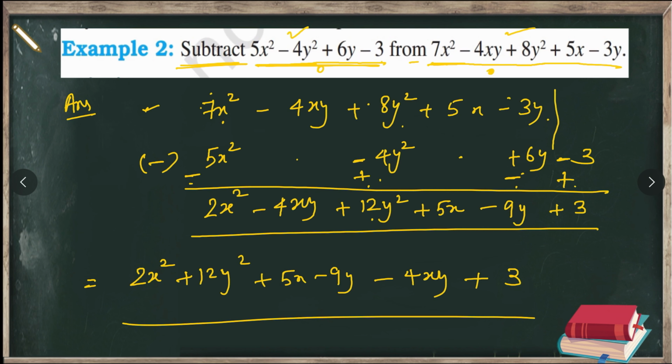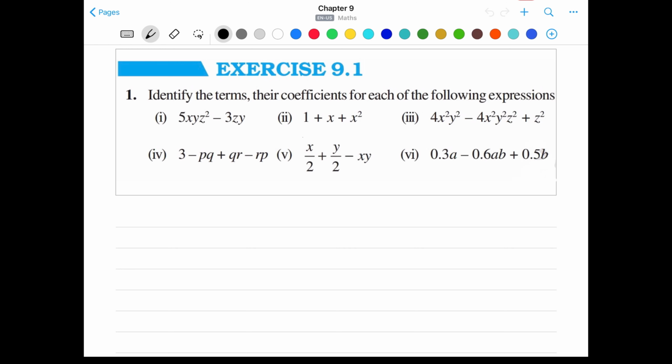Here the first question is: identify the terms and their coefficients for each of the following expressions. So first we have to identify the terms and then we will write their coefficients. Okay, so let's start the answer to number 1, part 1. Here we have only two terms. First is 5xyz square and minus 3zy.